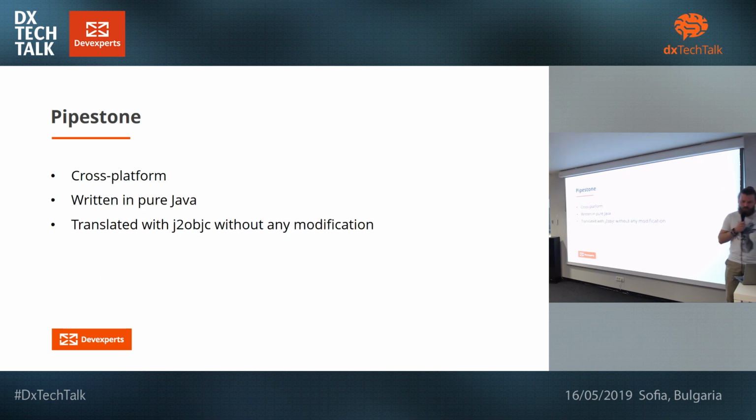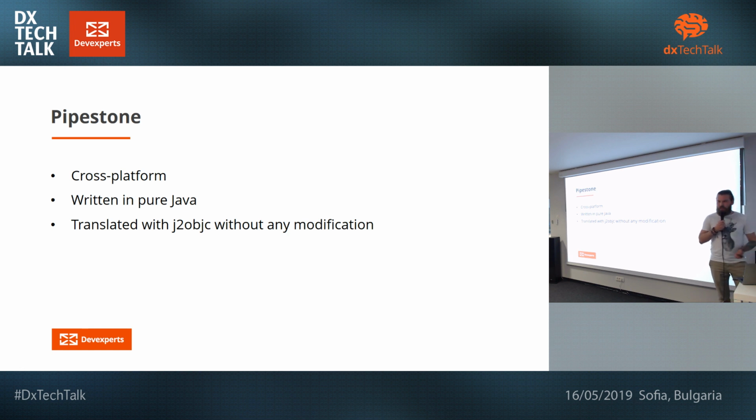So what is Pipestone? It's cross-platform, again, and by cross-platform I mean it's written in pure Java, and we use a J2ObjC translation tool in order to deliver it to our iOS applications. And the most important thing here is that we translate it with J2ObjC and deliver it without any modification at all. So all the concurrency issues, all the multi-threading code, everything works just out of the box. So you don't have to do anything at all. You just translate it and it works on iOS, which is really cool.